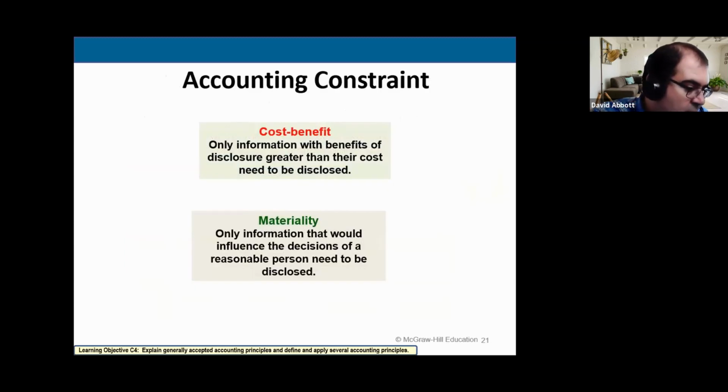And then we have, again, accounting constraints. So cost benefit: only information with benefits of disclosure greater than their cost needs to be disclosed. And then materiality: only information that would influence the decisions of a reasonable person needs to be disclosed. And then conservatism or industry practices are sometimes included as accounting constraints too.